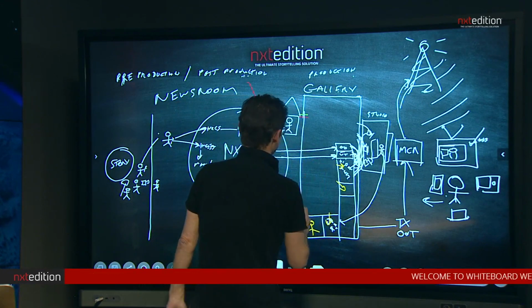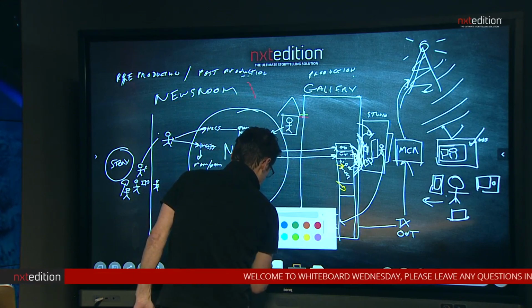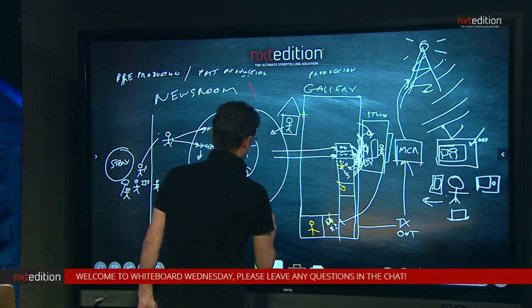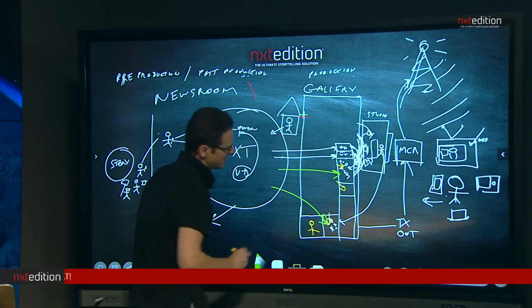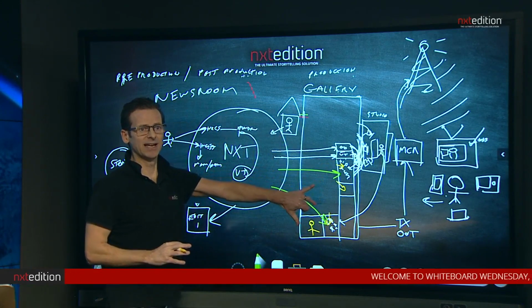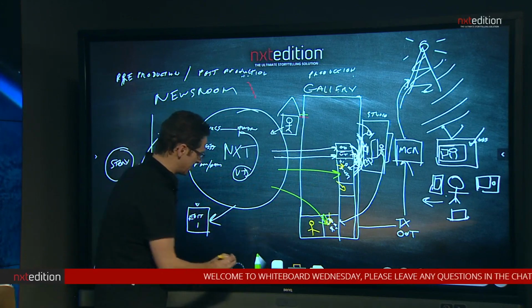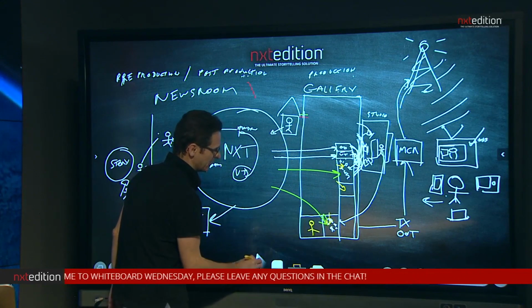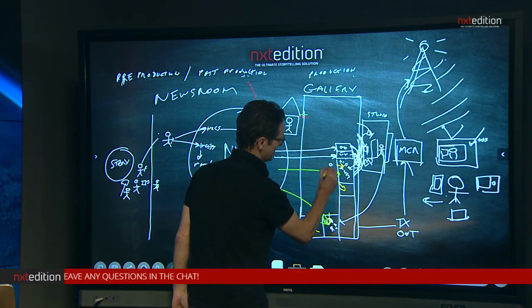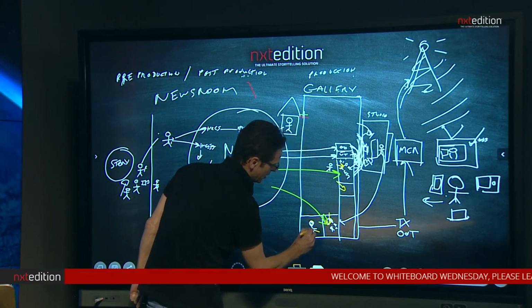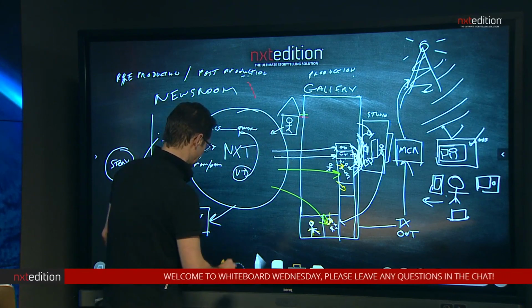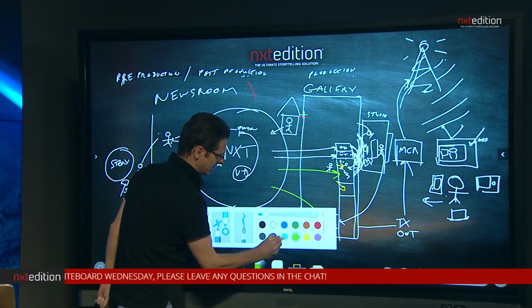In the gallery here, what Next Edition will do is, I'll take green again for automation. We will control the Vision Mixer and we will control the audio mixer. The reason for that is if you already have that in place, it's great. Also, if you want to start reintroducing people, so if I wanted to have a Vision Mixer pushing buttons here, that's no problem. If I want my audio person sitting here, that is also no problem at all. So let's go back to the automation here.